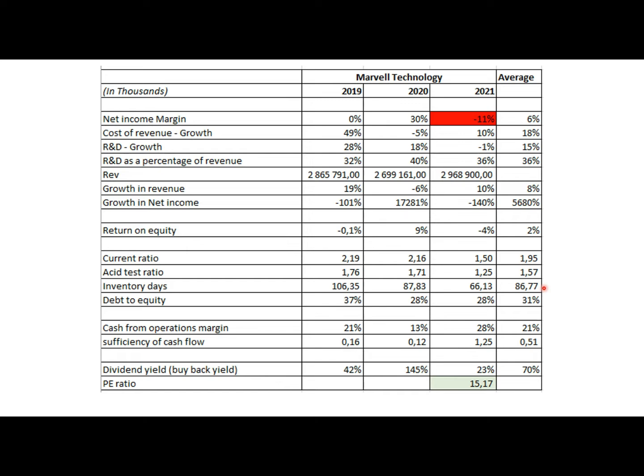It was just over 101 days. Marvell's average was sitting at just over 86 days, so it's far below the industry average. This is very pleasing because it indicates that Marvell has low liquidity risk in relation to inventory, because it does not hold inventory on its balance sheet for longer than the industry.